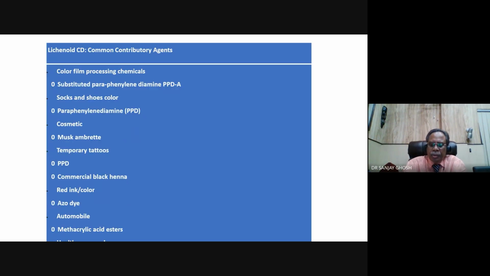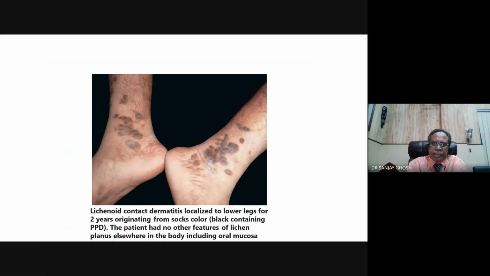These are common causes or contributing factors of this lichenoid dermatitis. Previously, color film processing, nowadays it is all mechanized, but PPD and mercaptobenzothiazole, these are very common causes. This is a description of a lichenoid contact dermatitis. You can see the large papules. Very commonly, it is diagnosed as lichen planus, treated in many ways, but ultimately no response.